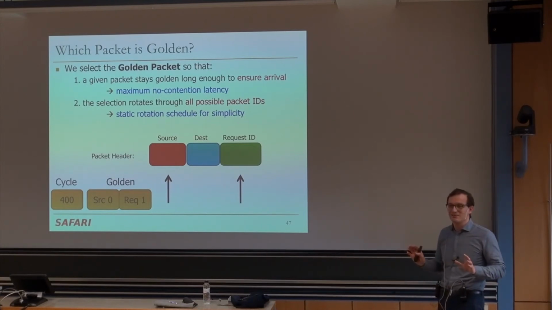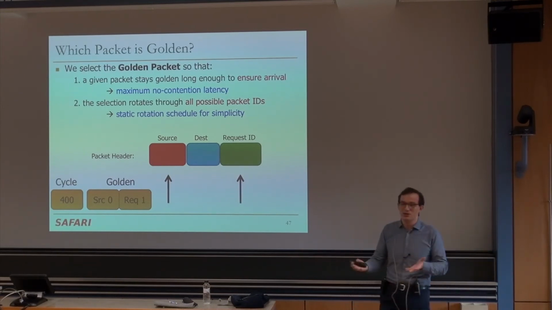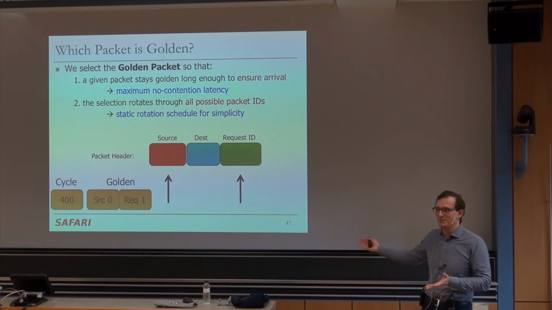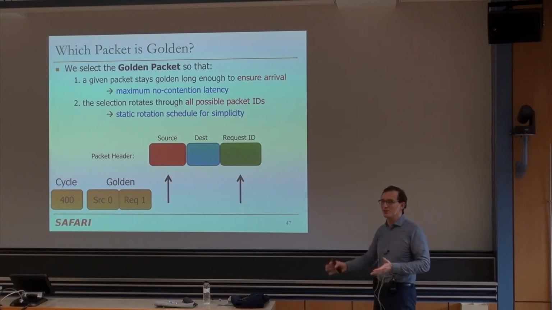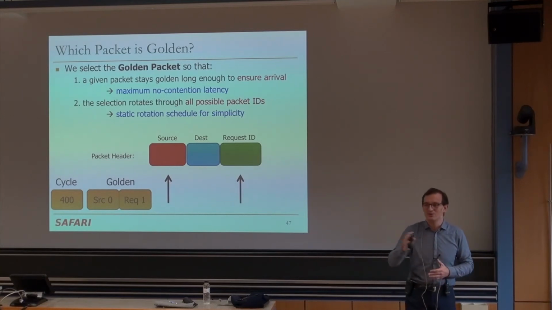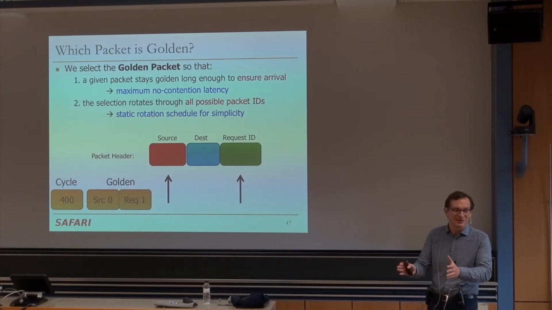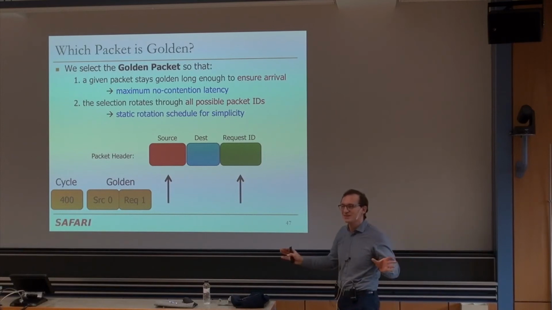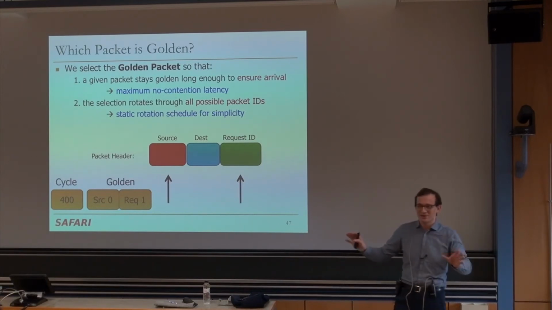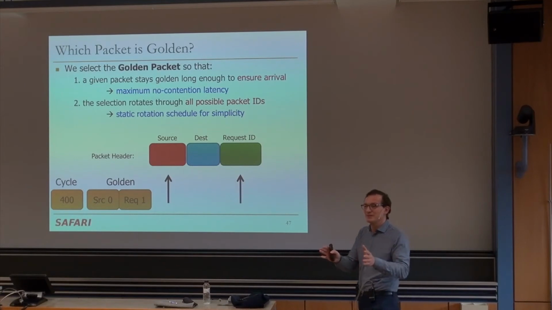Does that make sense? Now the question is, of course, when you pick source 0's request 0 to be golden, that may not be in the network, because you're really going through a static schedule. Even though a source may not be injecting anything into the network, you say, okay, this particular slot that could be in the network is golden. Doesn't matter, right? You basically wasted that golden slot. Nobody's in the network. The golden packet is really not in the network. That's fine. That slot is designated still as golden.